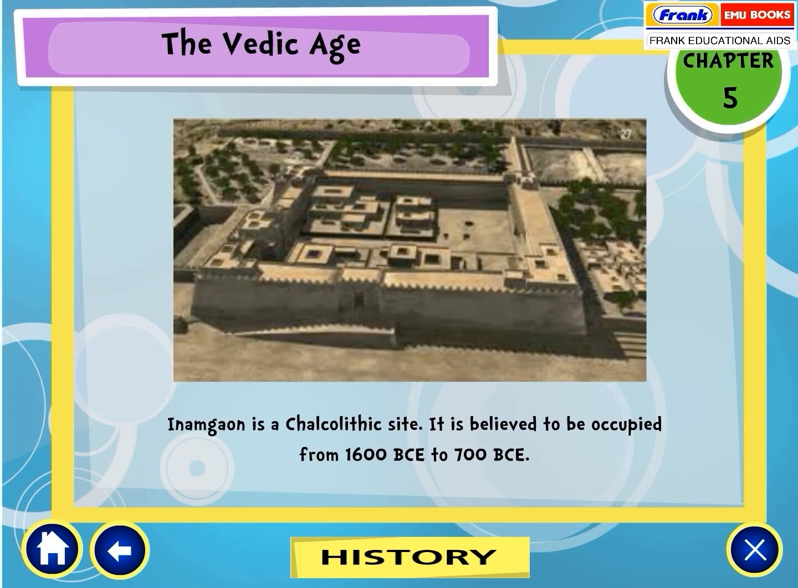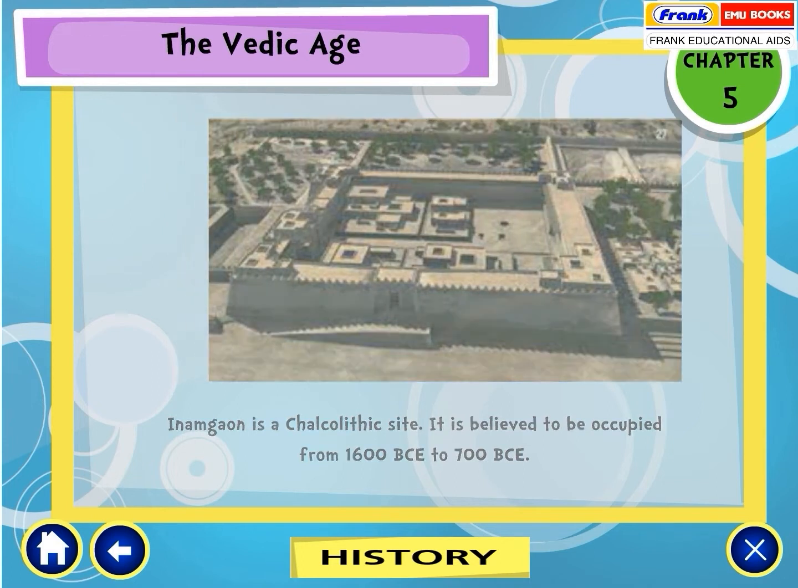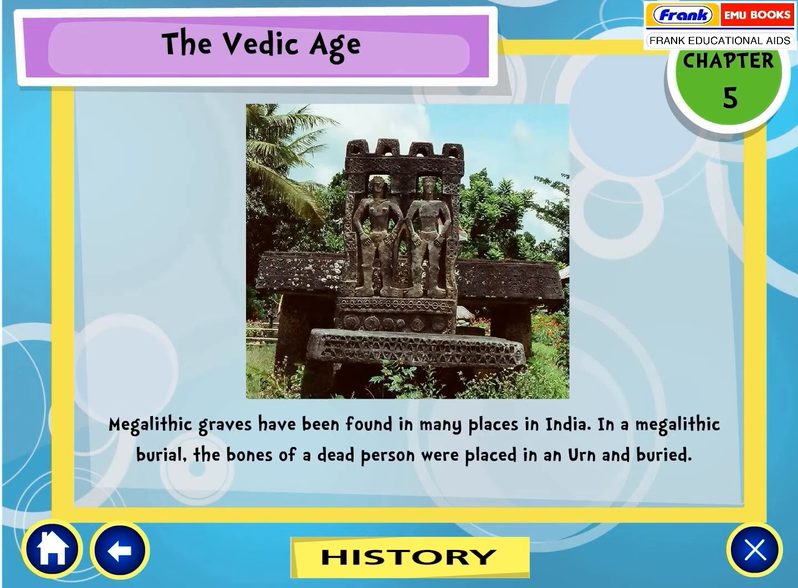Inamgaon is a Chalcolithic site. It is believed to be occupied from 1600 BCE to 700 BCE. Megalithic graves have been found in many places in India. In a megalithic burial, the bones of a dead person were placed in an urn and buried.